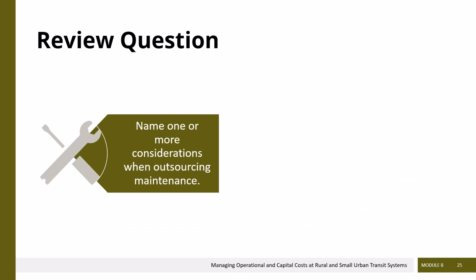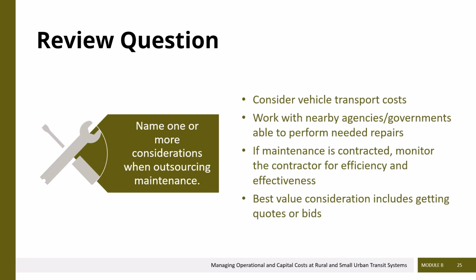Here's another review question. Name one or more considerations when outsourcing maintenance. Pause the video and I'll be back with the answer. Here's just a few. Consider vehicle transport costs as a part of the outsourcing cost. Don't forget about working with nearby agencies or governments that manage their own fleets. They might be able to help you perform some of those repairs. If maintenance is contracted out, make sure you're monitoring the contractor for their efficiency and effectiveness, and use a best value consideration. And when you're getting those quotes or bids, you really want to get the best buy, which means the highest quality maintenance work done at the most reasonable price.